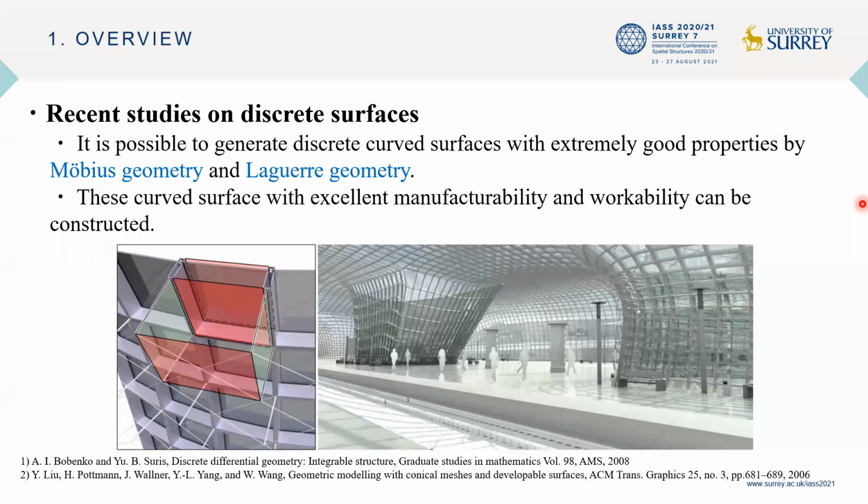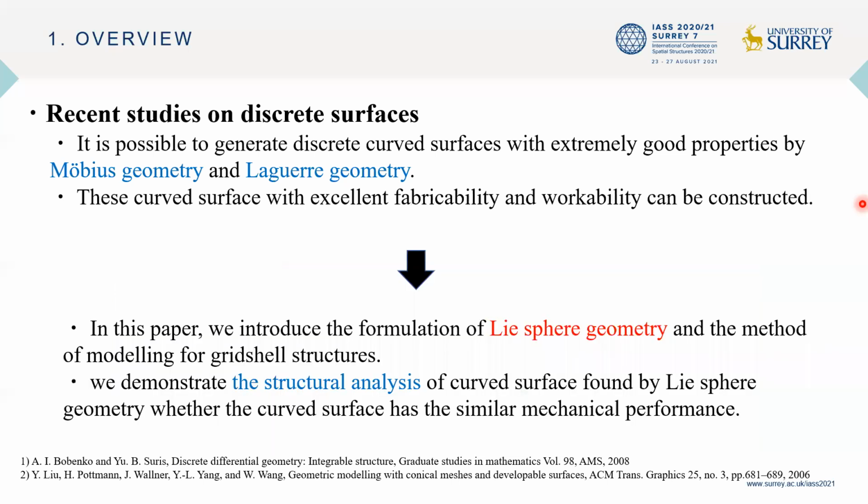It is possible to generate discrete curved surfaces with extremely good properties by Möbius geometry and Laguerre geometry. With these curved surfaces, excellent fabricability and workability can be achieved. In this paper, we introduce the formulation of Lie sphere geometry and a method of modeling for gridshell structures. We demonstrate structural analysis of the curved surface.